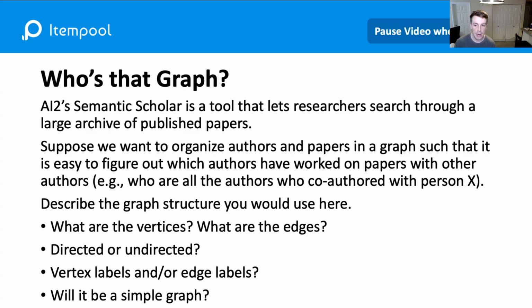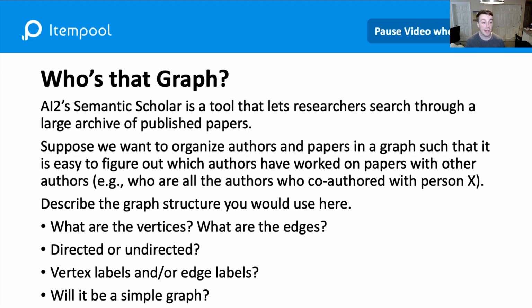So here's the context. AI2 is a company that's down the street from UW that works on a lot of AI applications. They have this tool called Semantic Scholar that lets researchers search through a large archive of published papers. Suppose we wanted to organize authors and papers in a graph such that it's easy to figure out which authors have worked on papers with other authors.